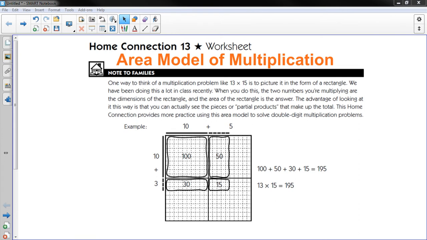Hi, this is Mr. Knowles, and this is a video about using the area model of multiplication strategy to solve double-digit multiplication problems. We've been learning about this strategy in class with our Bridges Math series, and I'm going to be using the Home Connection 13 worksheet to go through some of the problems.